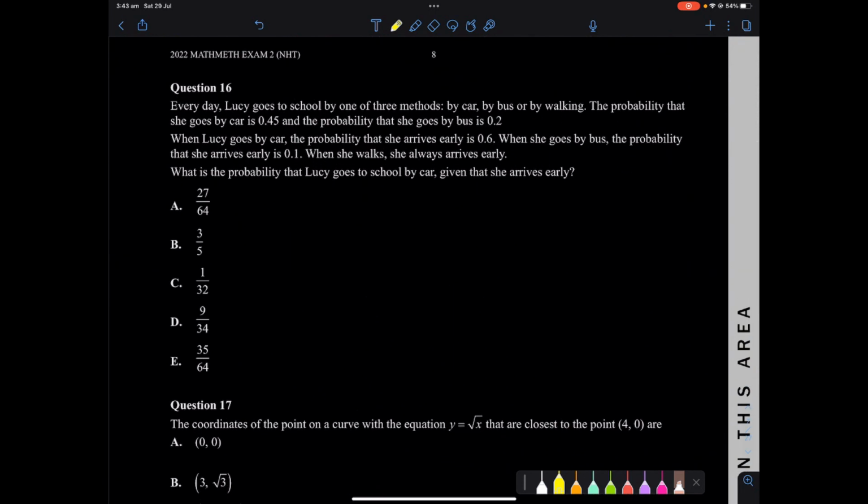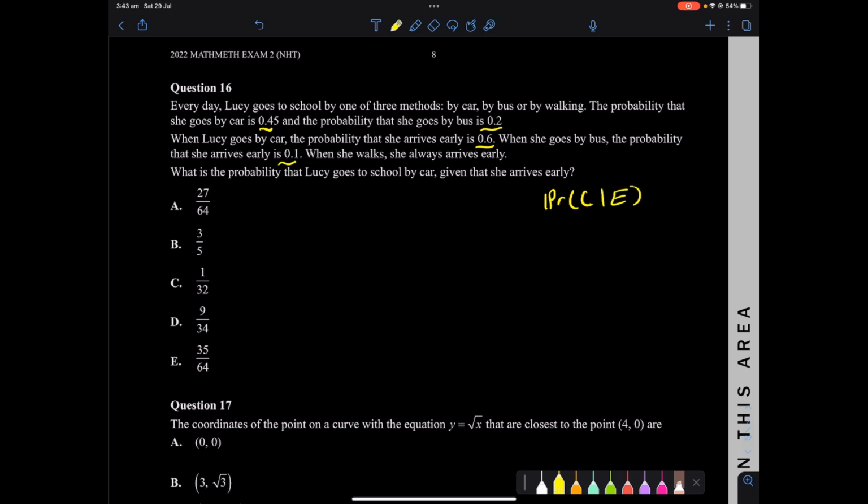Question 16. Every day, Lucy goes to school by one of 3 methods: by car, by bus, or by walking. The probability that she goes by car is this, and the probability that she goes by bus is this. When Lucy goes by car, the probability that she arrives early is this. When she goes by bus, the probability that she will arrive early is this. When she walks, she always arrives early. Find the probability that Lucy goes to school by car, given that she arrives early.